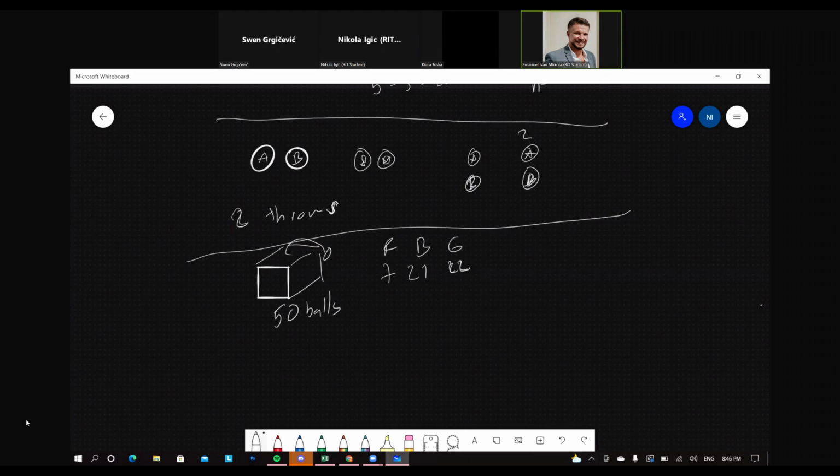Sorry, come again. I was switching to my laptop. The question was, you have a box with 50 balls. In the box there are 7 red, 21 blue, and 22 green. How many pulls do you need so you're sure that you got a blue ball? Is it 30? Yeah, you're right. How did you get 30? Because you add the red to the green, and that's 30.